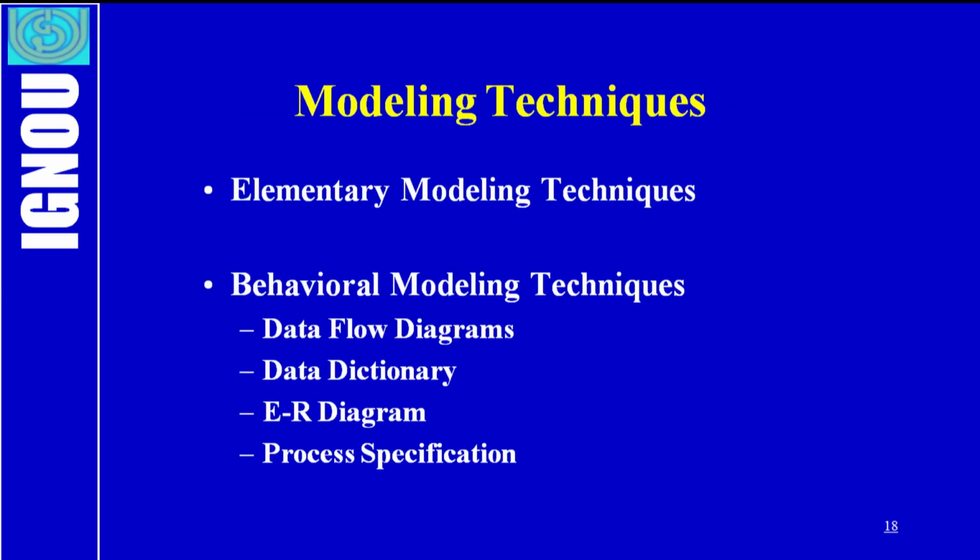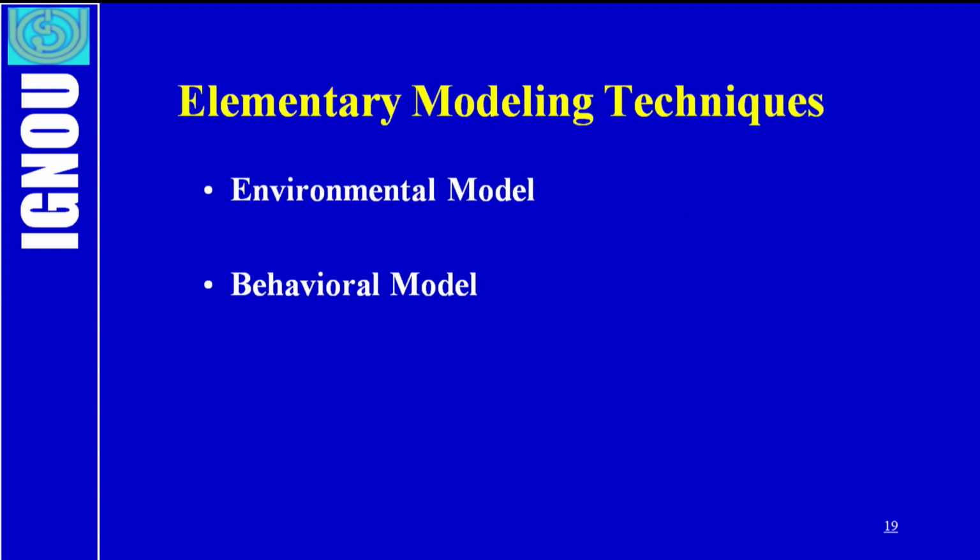So first of all, let us see what are different modeling techniques. One is elementary modeling techniques. Then we have behavioral modeling techniques. In behavioral modeling techniques, one is data flow diagrams, then comes data dictionary, then comes ER diagram, and then comes process specification. These are behavioral modeling techniques. In elementary modeling techniques, we have two models. One is environmental model, the other is behavioral model.